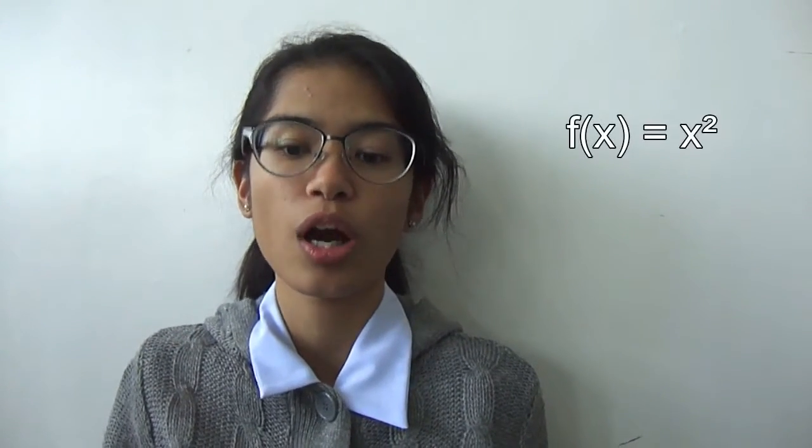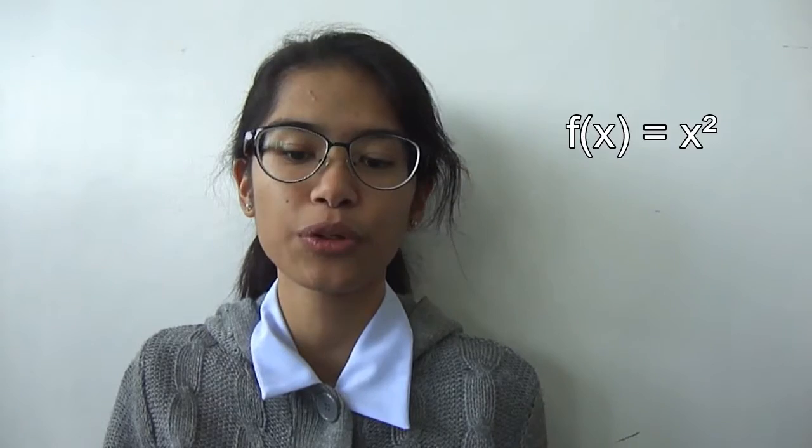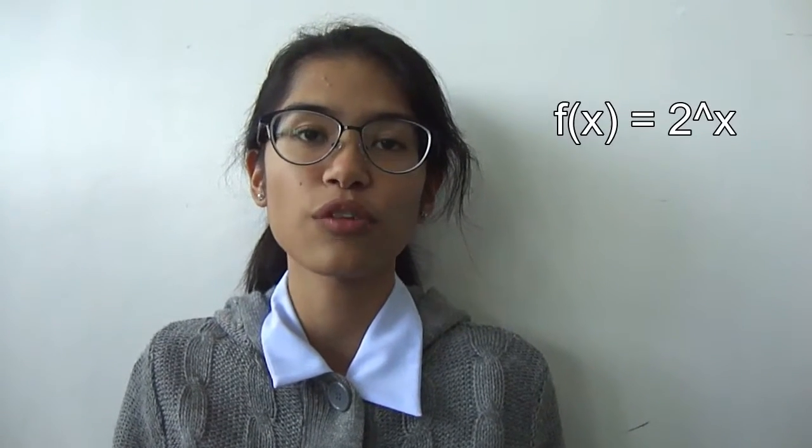Previously, you have dealt with functions such as f of x equals x squared, where the variable x was the base and the number 2 was the power. In the case of exponentials, however, you will be dealing with functions such as f of x equals 2 to the x, where the base is the fixed number and the power is the variable.